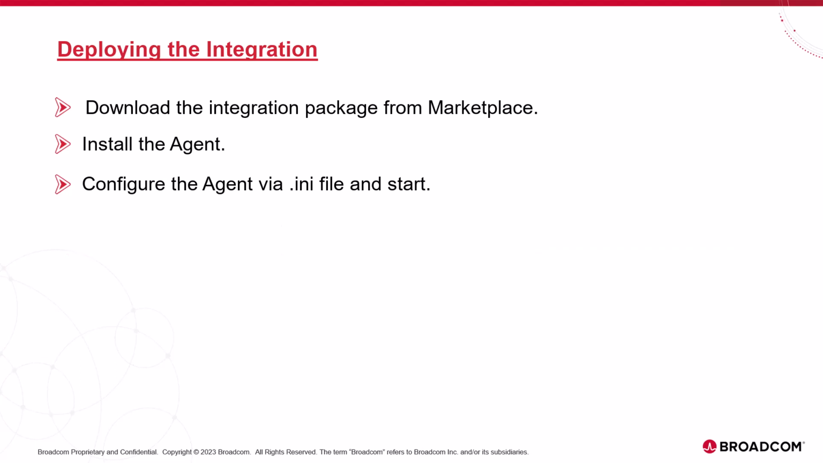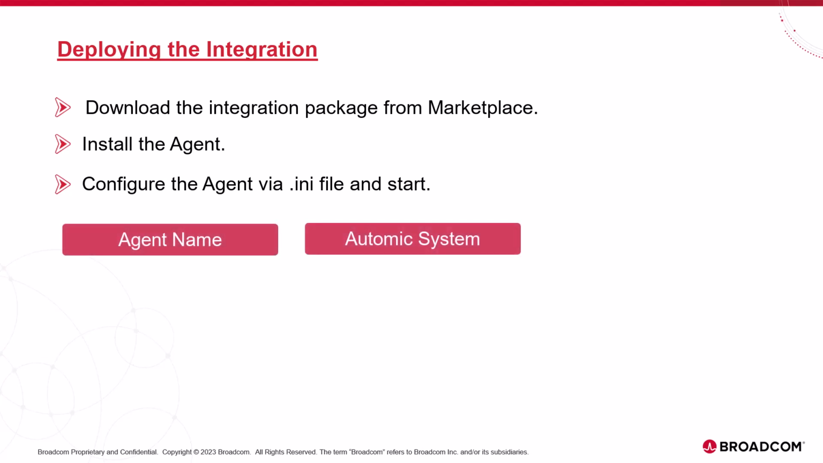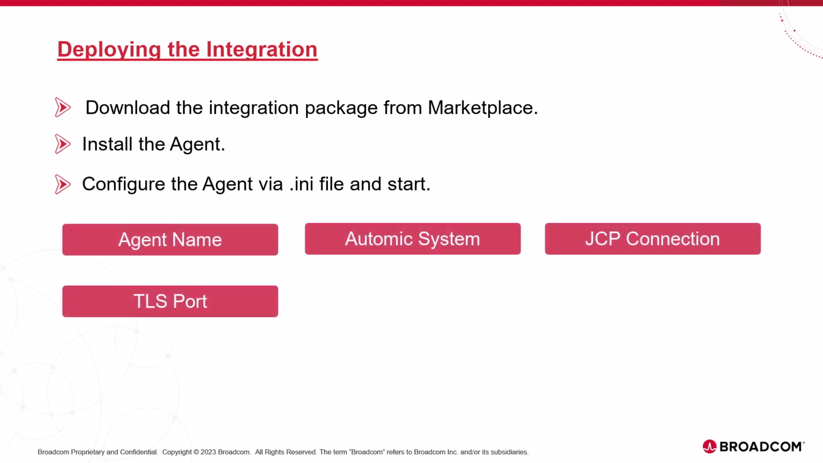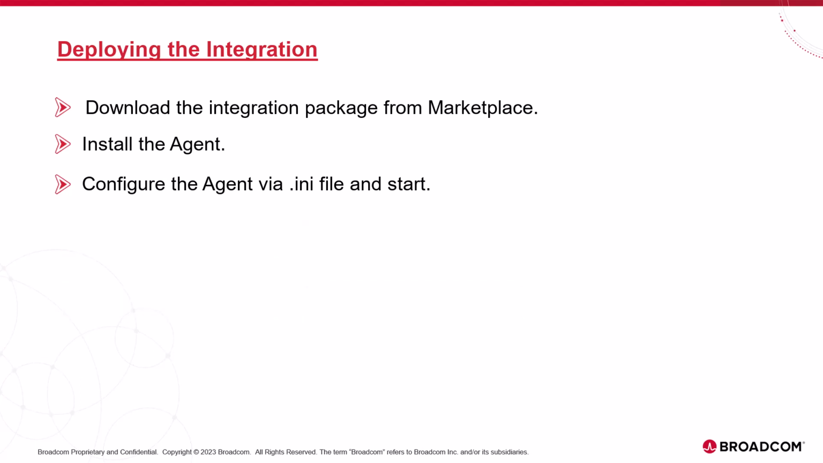Ansible Tower is a standard Automic agent. It requires at least 4 values to be updated: agent name, Automic system, JCP connection and TLS port, and finally TLS certificate. When the agent is configured, we start it. New object templates are deployed.